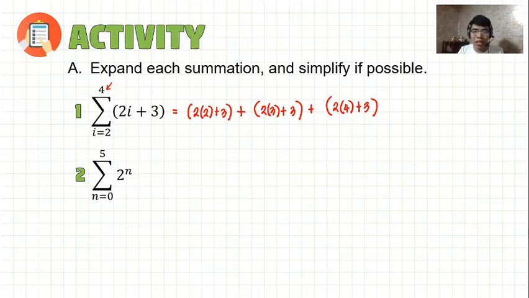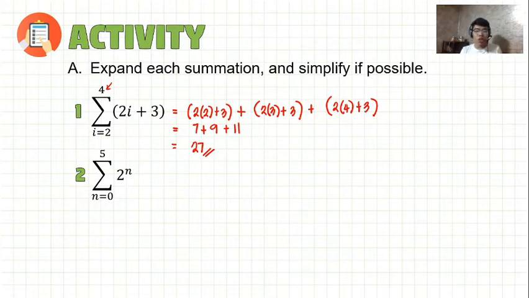Then let us simplify, if it can be simplified. In this case, it can be simplified. So we have 4 plus 3, you have 7, plus next you have 9, plus 11. And the sum will be 27. So it's easy. The answer for number 1 is 27. Now, how about number 2?